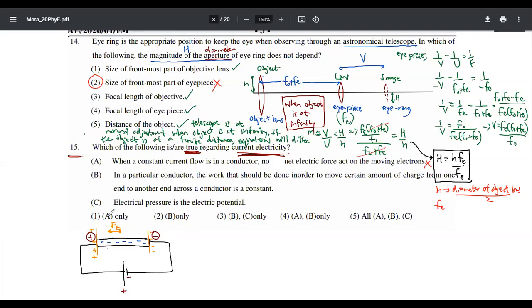If A is wrong, first one can't be the answer. Fourth one can't be the answer. Fifth one can't be the answer. In a particular conductor, the work that should be done in order to move a certain amount of charge from one end to another end across the conductor is a constant.